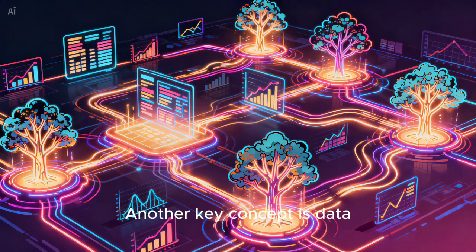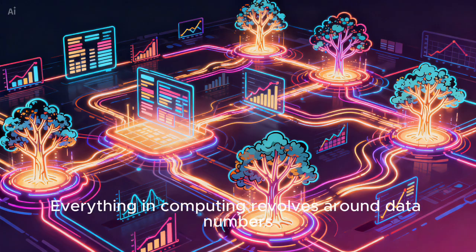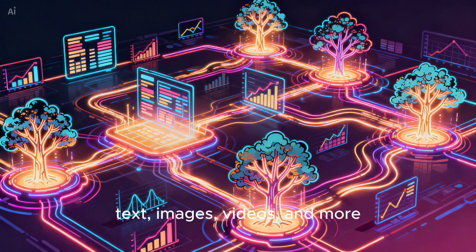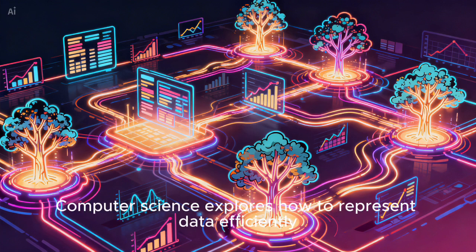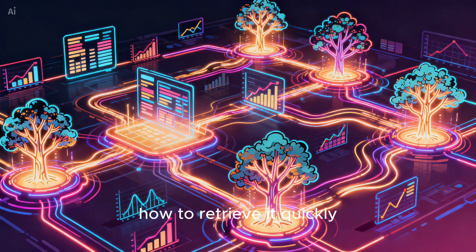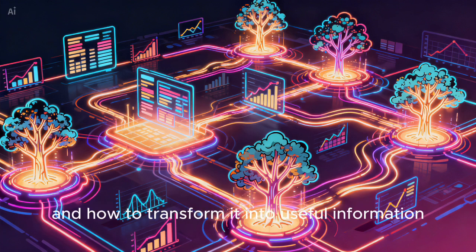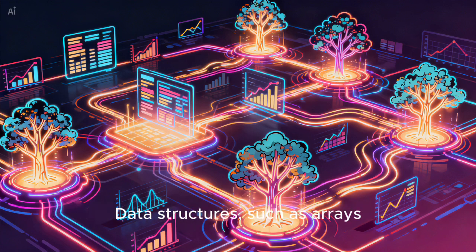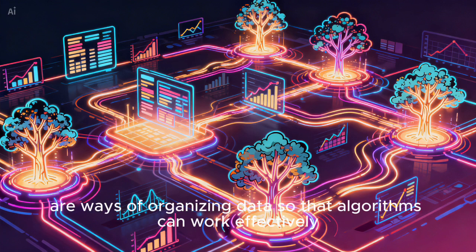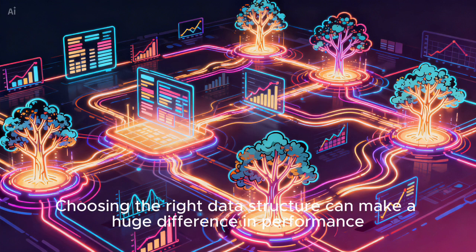Another key concept is data. Everything in computing revolves around data: numbers, text, images, videos, and more. Computer science explores how to represent data efficiently, how to store it, how to retrieve it quickly, and how to transform it into useful information. Data structures, such as arrays, lists, trees, and graphs, are ways of organizing data so that algorithms can work effectively. Choosing the right data structure can make a huge difference in performance.